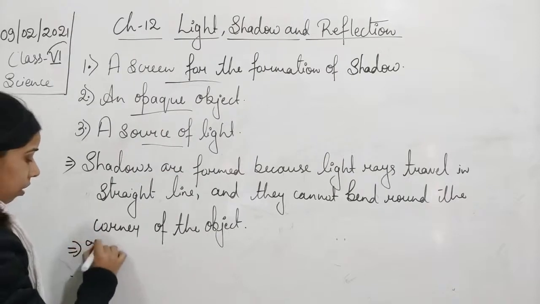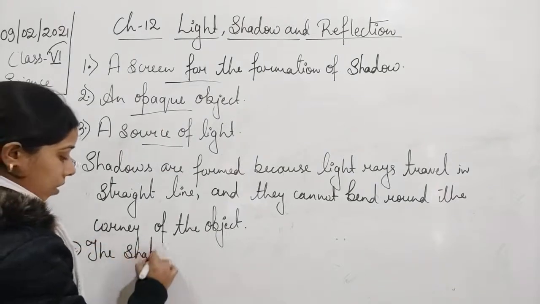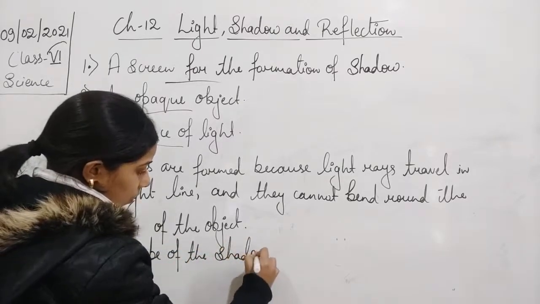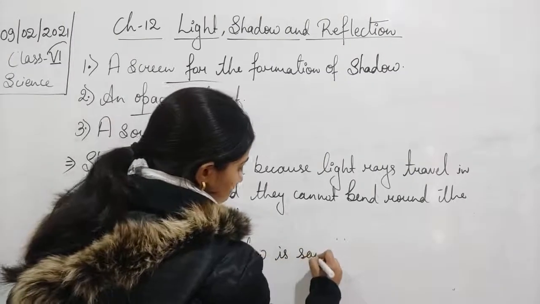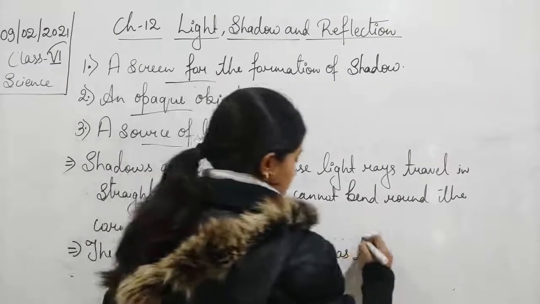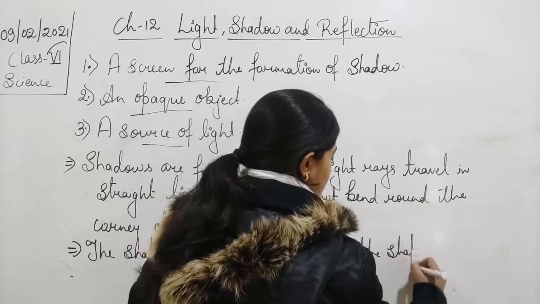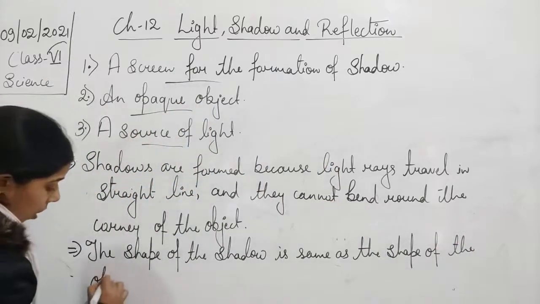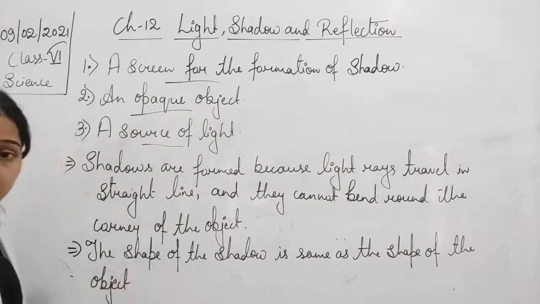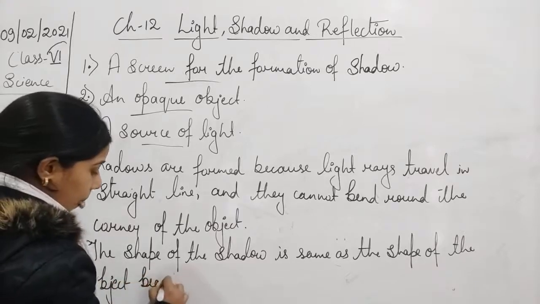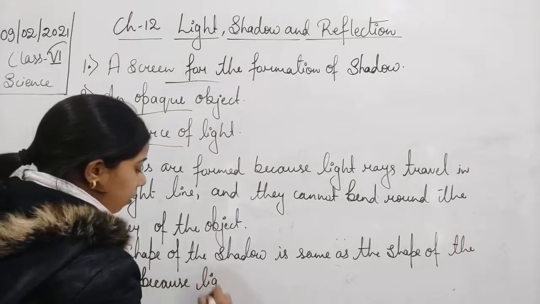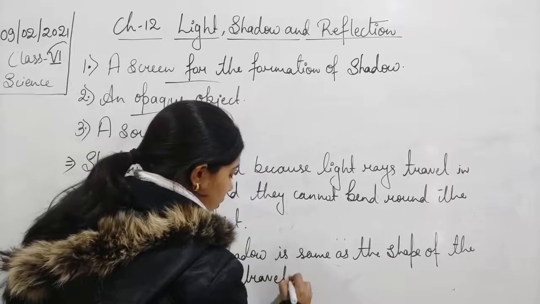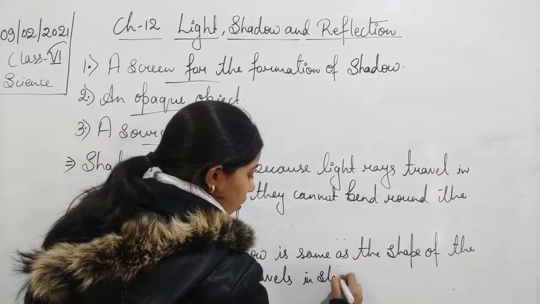Now the shape of the shadow is the same as the shape of the object. The reason? Because light travels in a straight line.